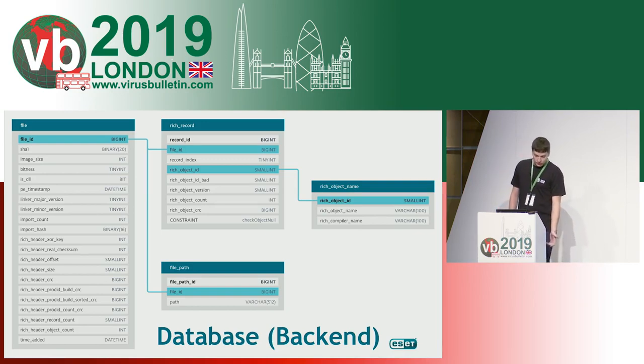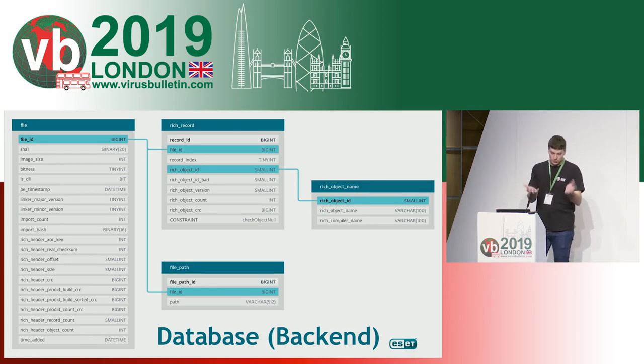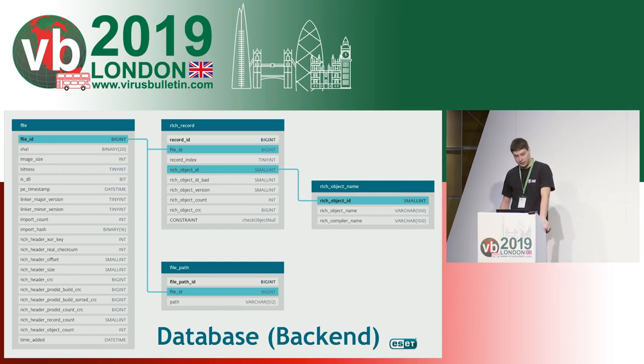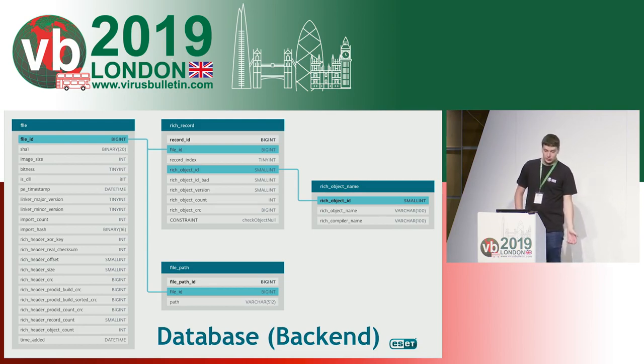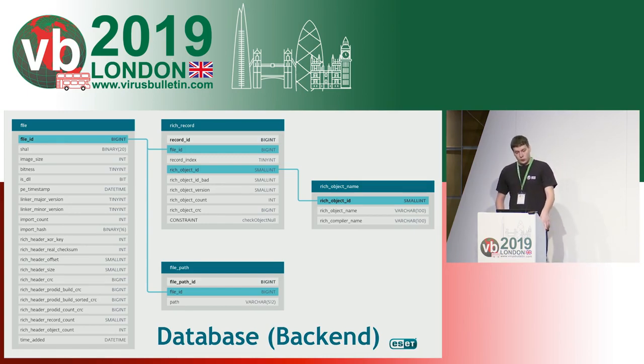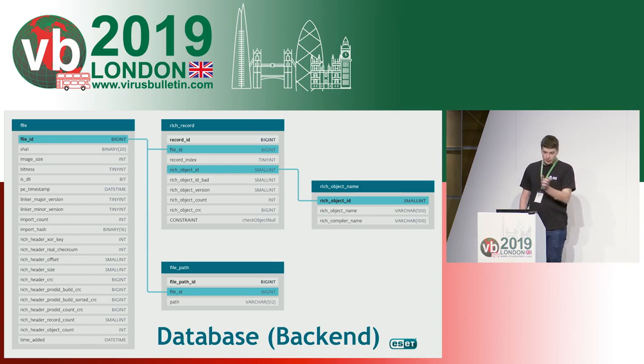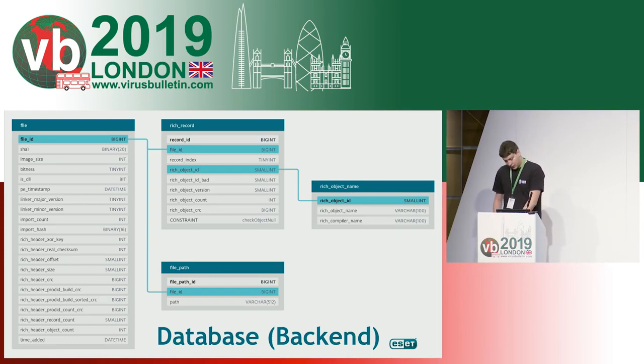Here's the database design. It's quite a simple database. There's a main table called file, which holds all the file-related information. And for each file, there are 1 to n rich records, and each rich record represents the rich header triple, which holds the ProdID, build number, and count information. So each file can have multiple rich records. So it's quite a simple design.